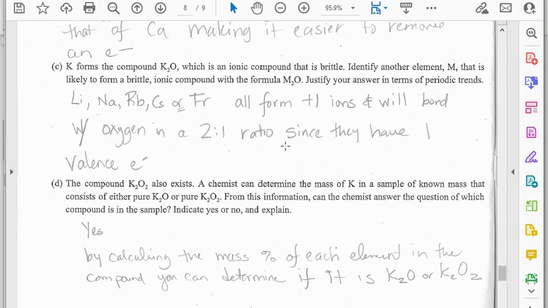I just saw the color. She also doesn't allow me to use that one.